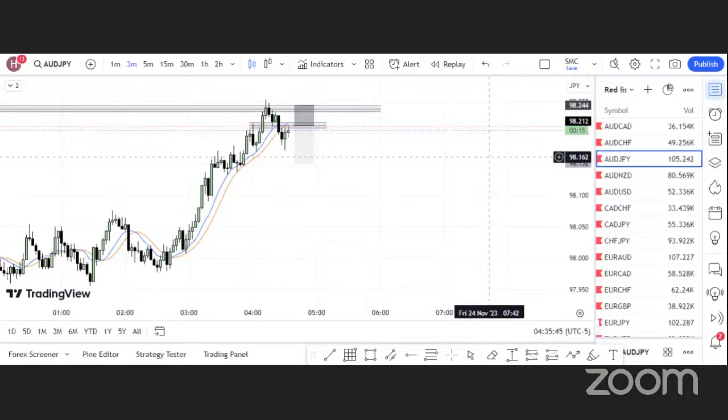Okay, a good tap in. Guys, get your account ready. AUDJPY. We are getting a good rejection there. AUDJPY.